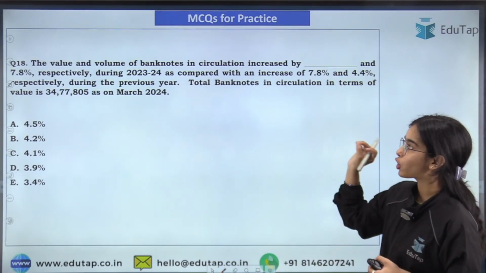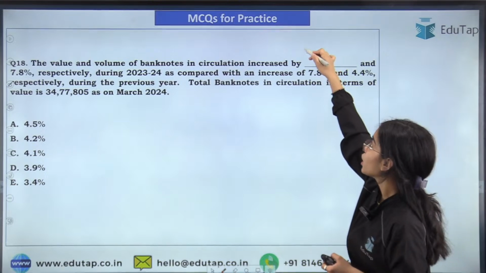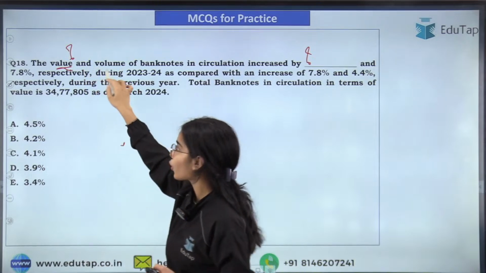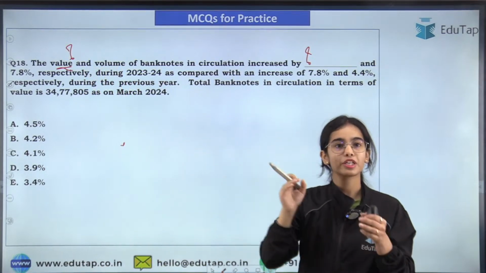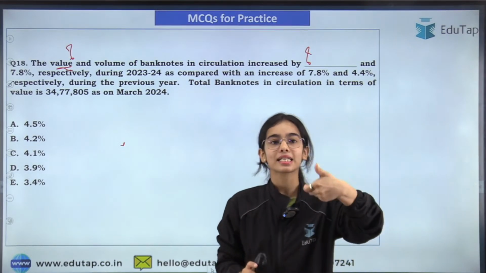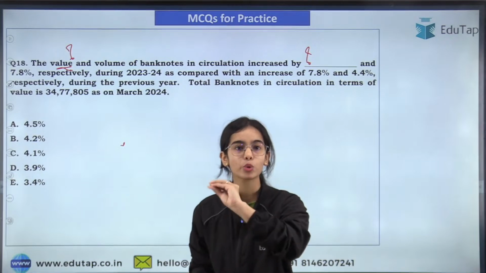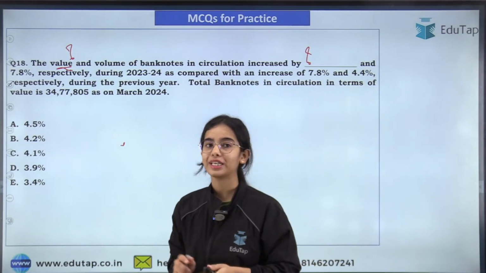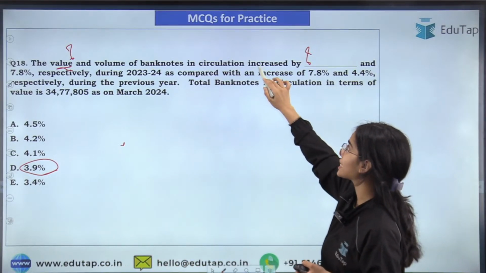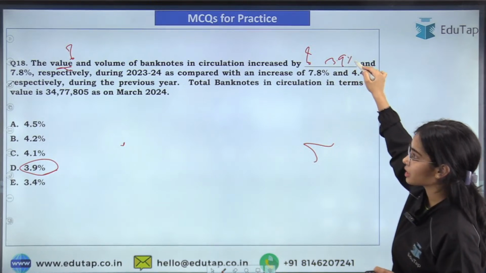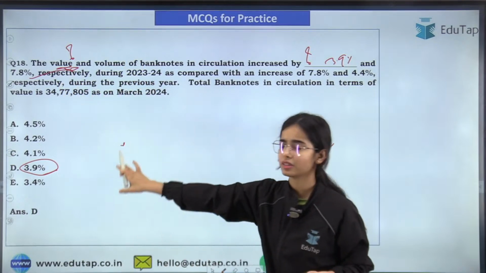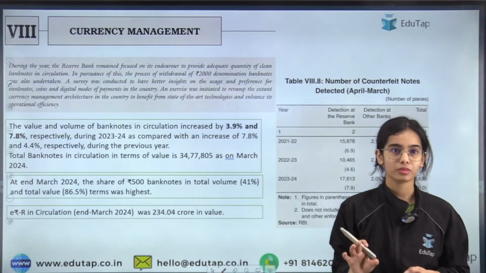So the value and volume of banknotes in circulation increased by what percentage? So the value has increased by what percentage? The volume has increased by 7.8%. So in the financial year 23-24, as compared to the previous financial year, the increase in the value of banknotes in circulation was 3.9%. Very good, 3.9%. So the value of banknotes in circulation has increased by 3.9% and 7.8% in volume. So this is the idea. I hope you remember the data point here.